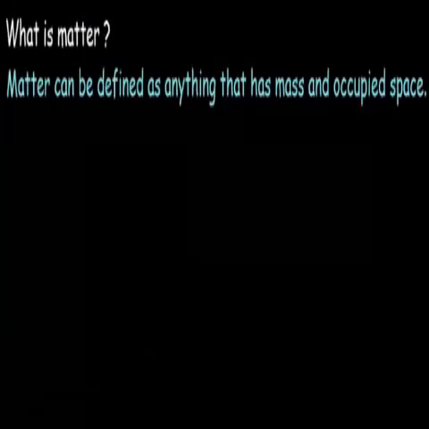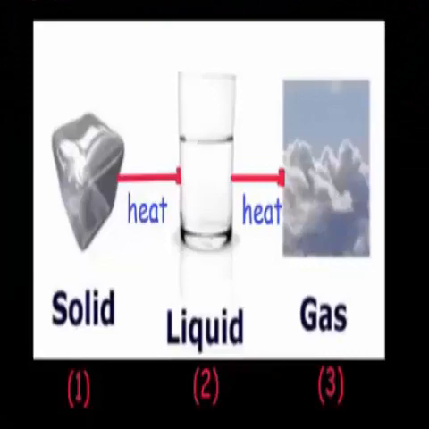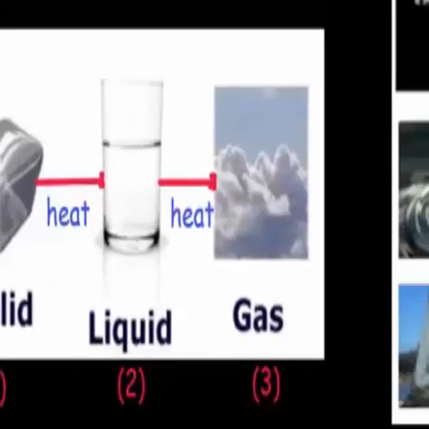Now, what is matter? Matter can be defined as anything that has mass and occupies space. There are 3 states of matter. These include the following: 1. Solid. 2. Liquid. 3. Gas.